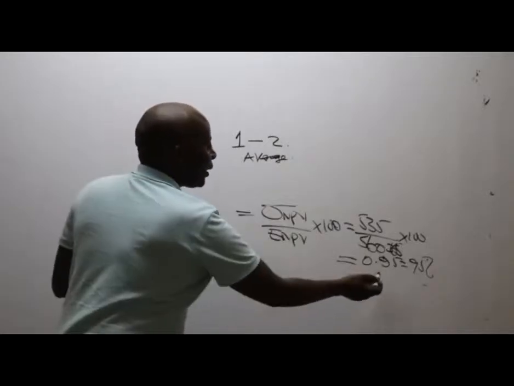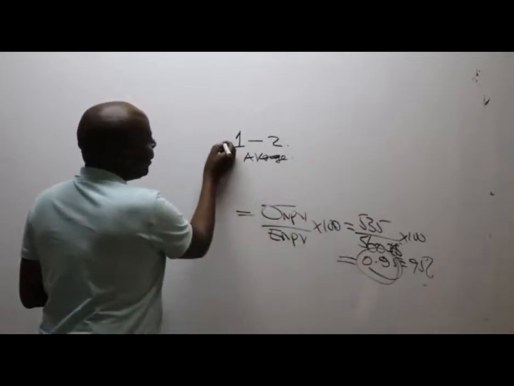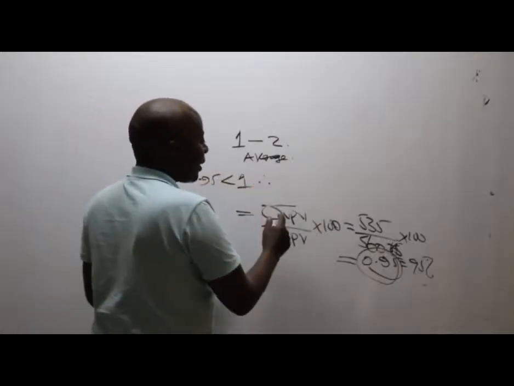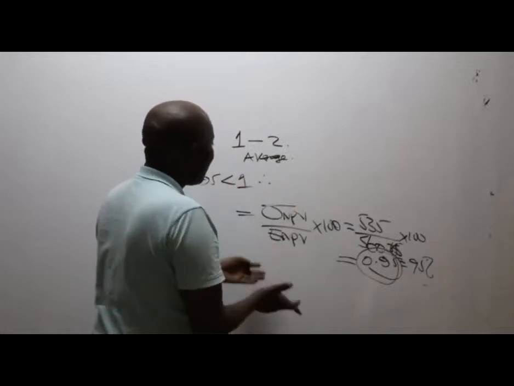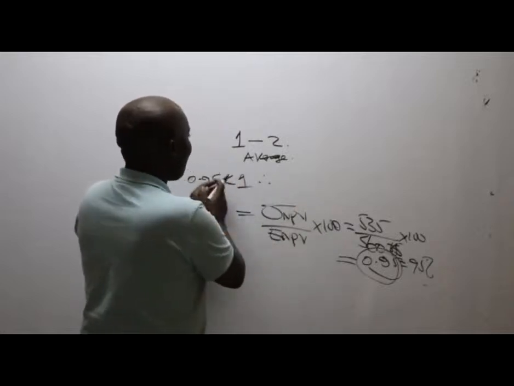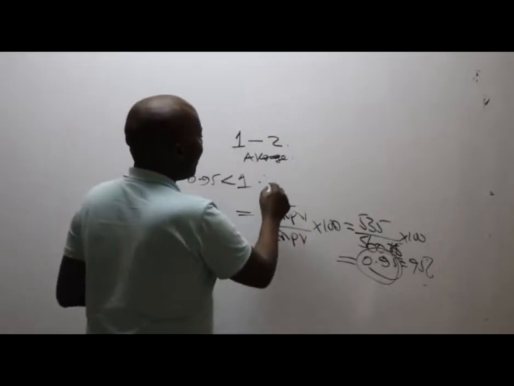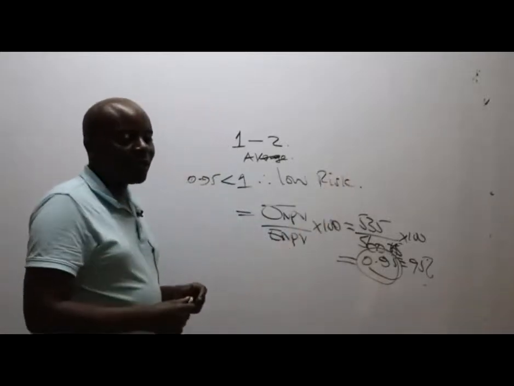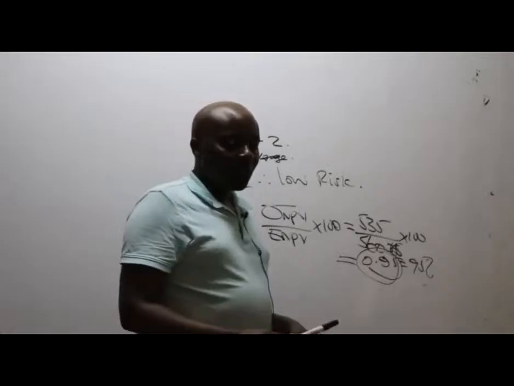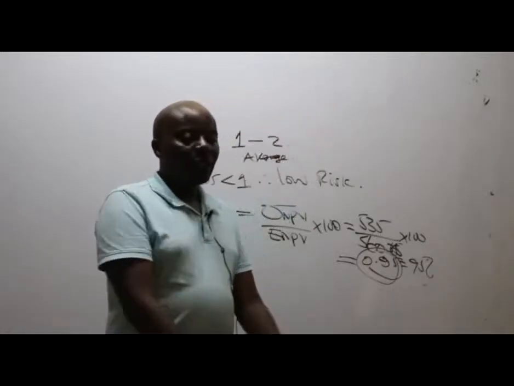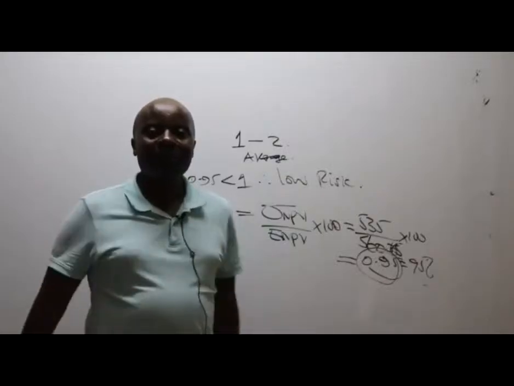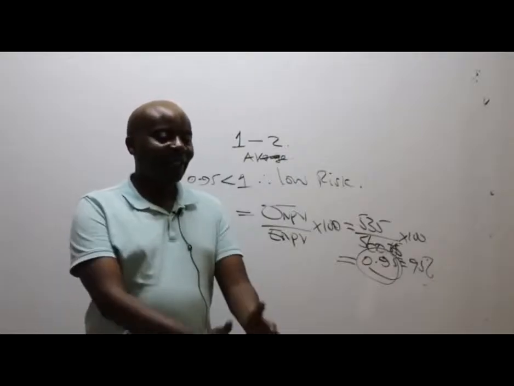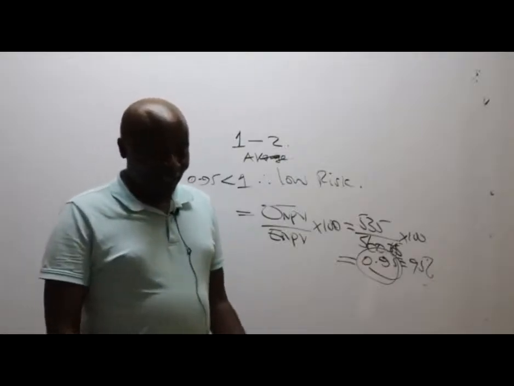But look at the one that you have obtained here, 0.95. 0.95 is less than 1. Meaning that our project, regardless of the fact that 95% is so high, given what they have told us, 0.95 is on the left of 1, meaning that our project is a low risk project. Is that okay? Great.